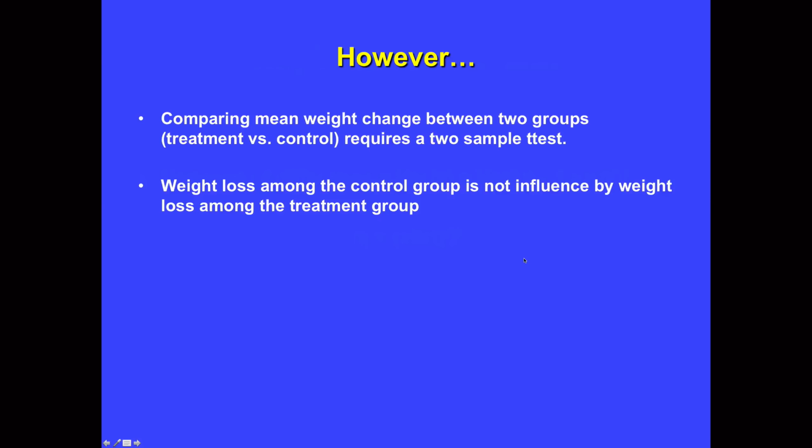Now, all that being said, it would still be appropriate to compare mean weight change between the 2 groups, the treatment versus control, or the teams, red versus yellow, using a two-sample t-test, because the individuals in each group would be different. Because each individual is randomized to be in one group, and therefore you could look at their weight change value according to treatment group, and that would be legitimate.